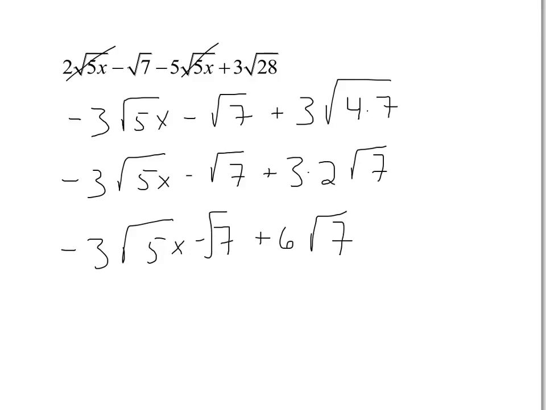Now I'm ready for my final step. I have minus 1 rad 7 plus 6 rad 7. Minus 1 and 6 combine to give 5. So my final answer is minus 3 rad 5x plus 5 rad 7.